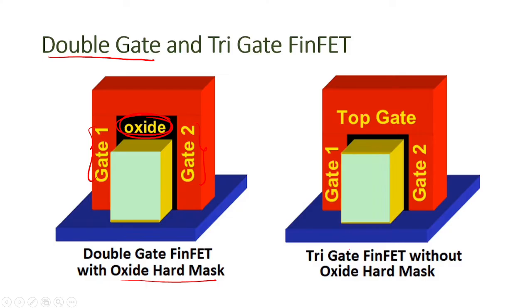Tri-gate means you have gate one, gate two, and a top gate is also there. Below, there is an oxide mask. So this is a double gate, and this is a tri-gate. Three gates are there. This is the structure of FinFET.